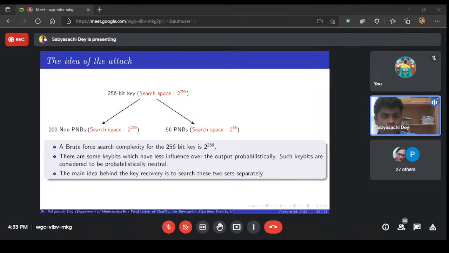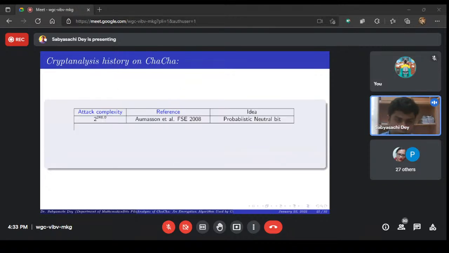So using this idea, the attack that this person proposed, Aumasson et al., a group of 5 people, was an attack on the 7th round of ChaCha. The complexity of their attack was 2 power 248. They introduced this idea called probabilistically neutral bits. The next attack came in 2012 from a group of people from China, Shi et al. They introduced another idea called column chaining distinguisher, and they reduced the complexity slightly. They brought it down to 2 power 246.5.